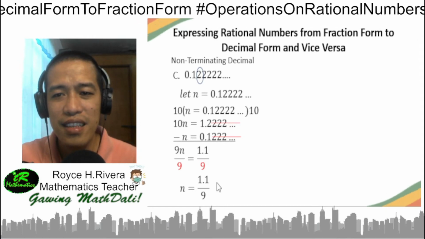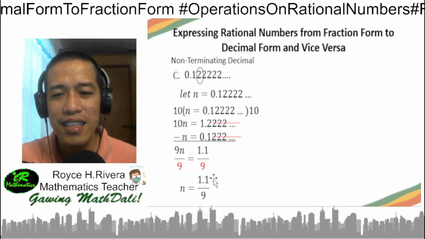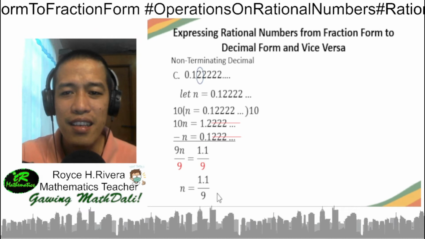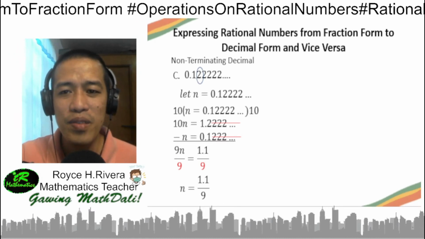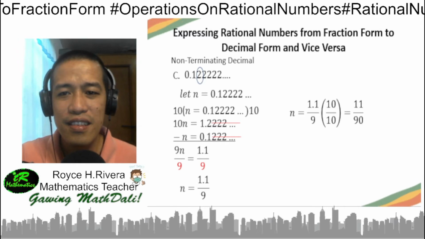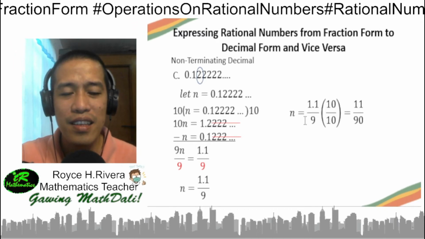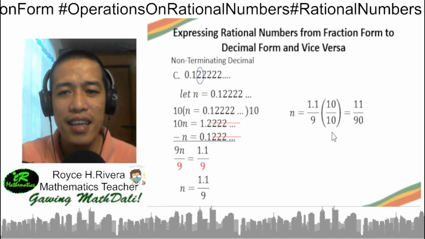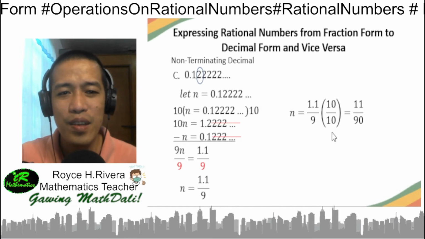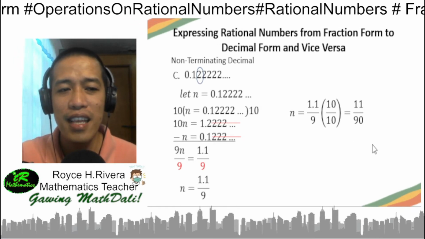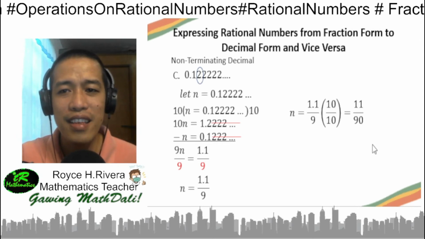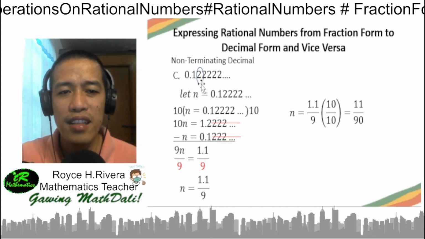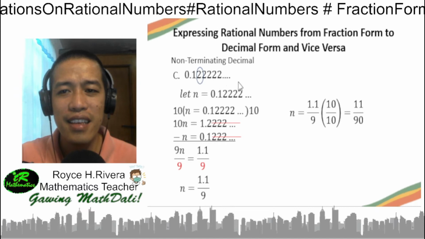If you notice, the numerator is in decimal form. Kailangan integer ang maging numerator natin. So to do that, we again multiply the numerator 1.1 and the denominator 9 by 10. So we will obtain 11 over 90. 11 over 90 is equivalent to the non-terminating decimal 0.12222, extending infinitely.